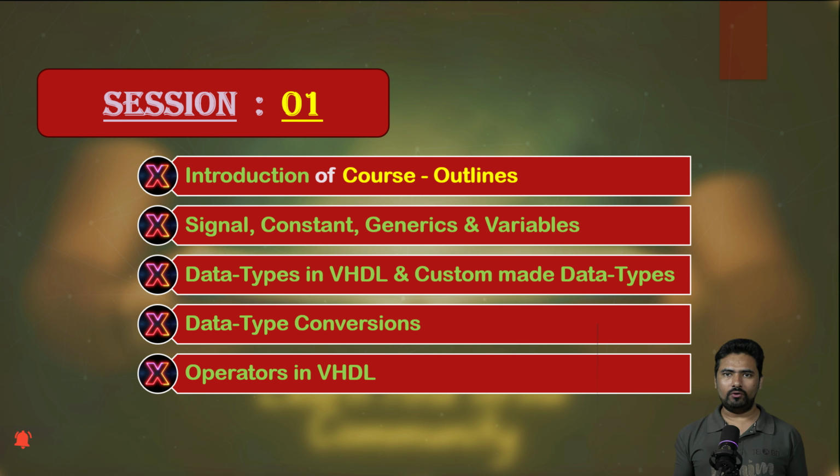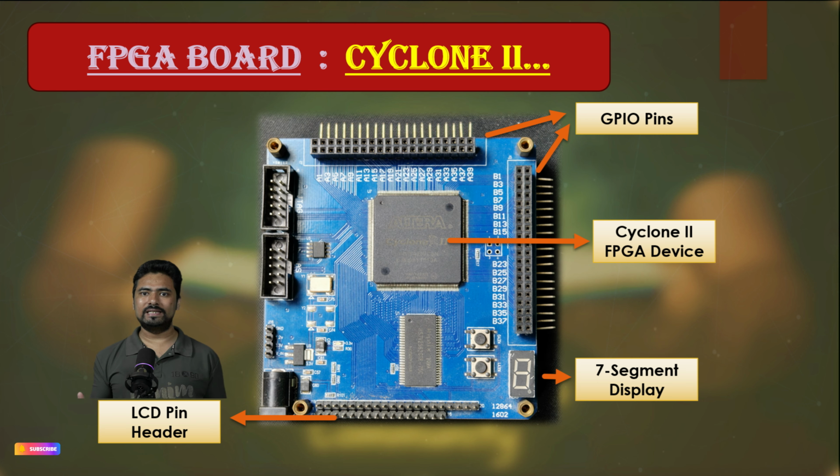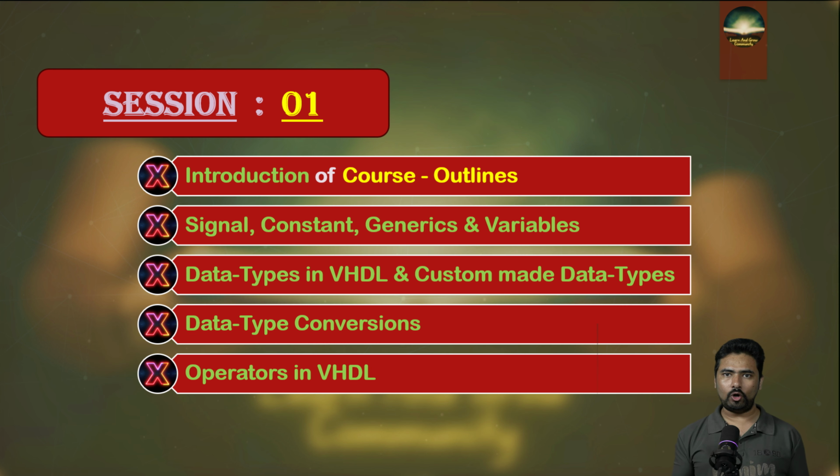Throughout this course, we will work on a variety of projects and practical exercises to develop a deep understanding of VHDL and FPGA. We will begin with straightforward projects and then gradually increase the complexity to design bigger systems. To test these projects, we will use the Cyclone 2 development board to experiment with real hardware. In this course, we will cover essential topics such as signals, constants, generics, variables, and many more things. These are fundamental concepts that form the basic building blocks of VHDL.